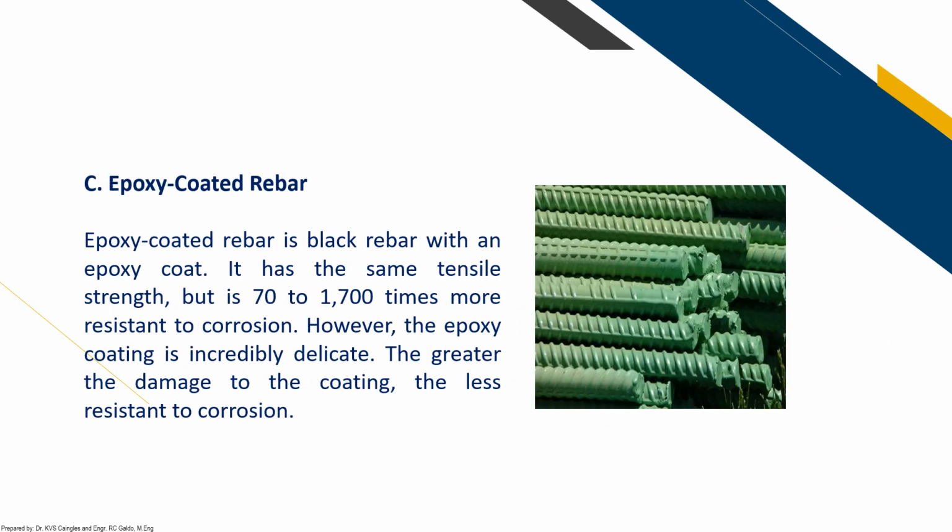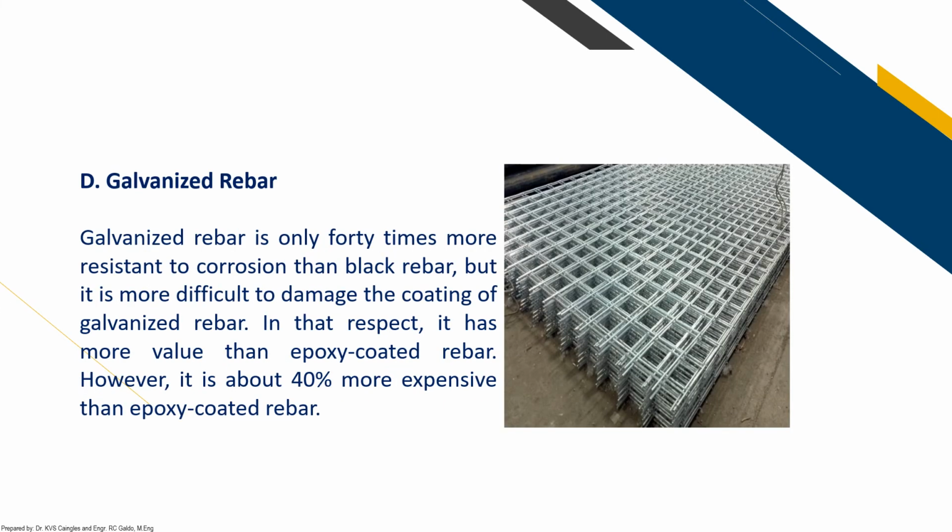Okay. Next type of rebar is the epoxy coated rebar. Epoxy coated rebar is black rebar with an epoxy coat. It has the same tensile strength but is 70 to 1700 times more resistant to corrosion. However, the epoxy coating is incredibly delicate. The greater the damage to the coating, the less resistant to corrosion.